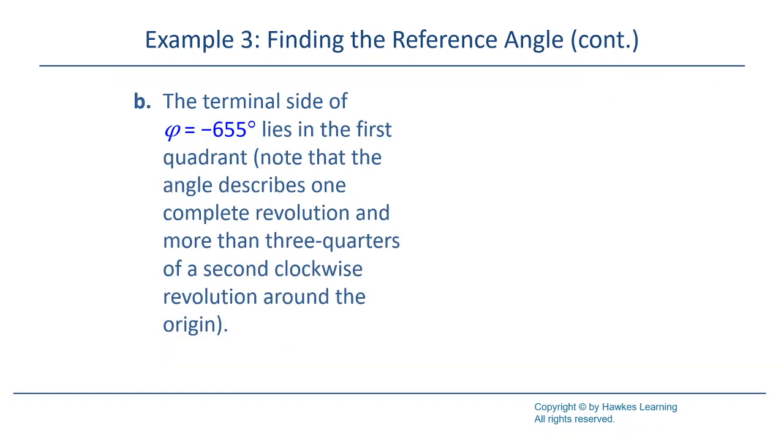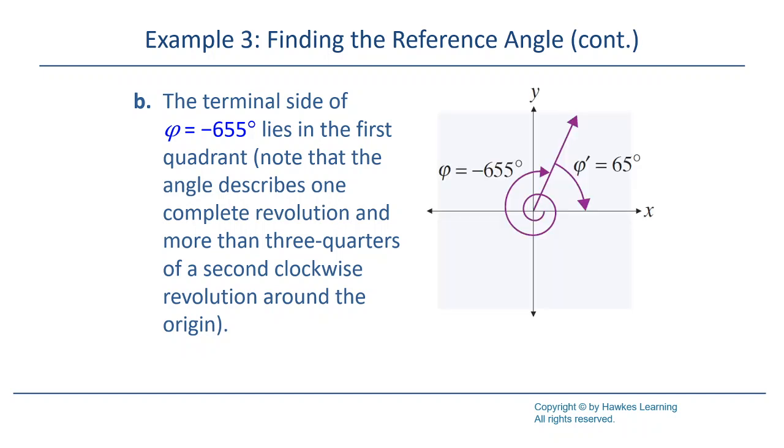Now, phi of negative 655 degrees, this one's a little bit tougher, because this one is not quite as easy. It's outside of that initial 360 degrees of rotation. So in order to find it, we're going to have to actually add 360 degrees back to it.